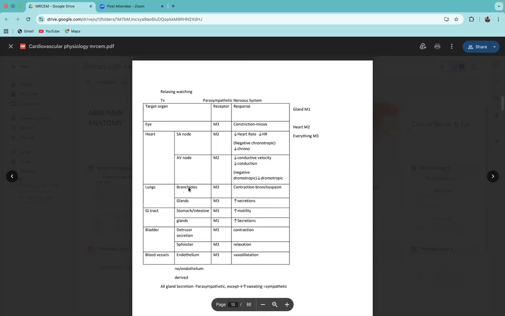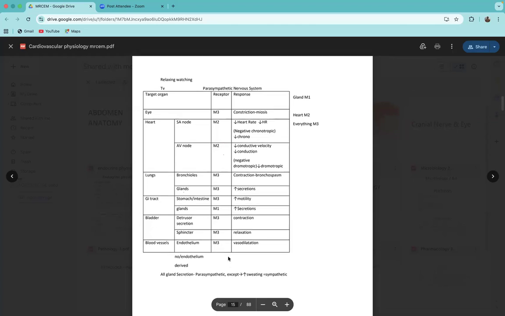Autonomic nervous system. The autonomic nervous system is very important for our exam, and you will have to memorize this chart as well. Okay, so target organ. If we look at the summary of this, you can see all through there is M3, M3, M3. M2 is basically present in the heart. The heart basically consists of M2.